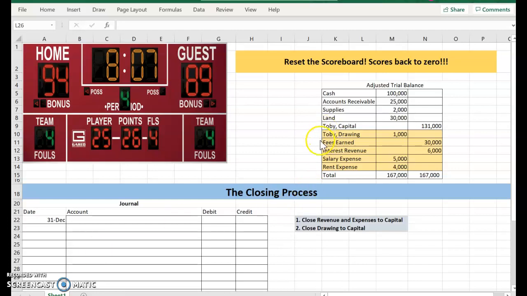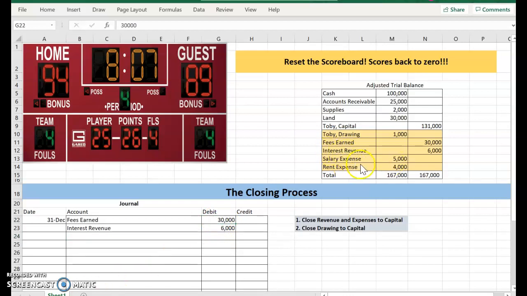So when I look up here at revenues, I have two revenue accounts. I have $30,000 and $6,000. So if I want to make these two accounts go to zero, I need to debit fees earned for $30,000 and debit interest revenue for $6,000 to get these two balances to zero. And if you look down here at the journal entry, I have zeroed out fees earned and interest revenue.